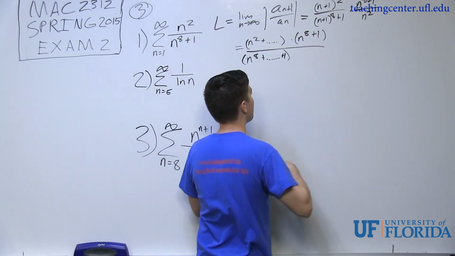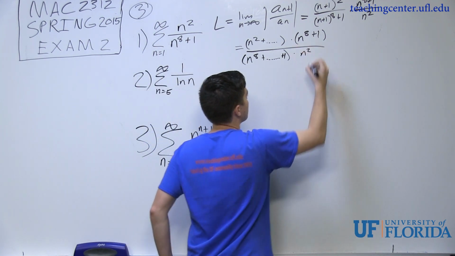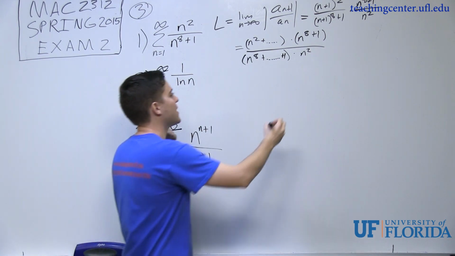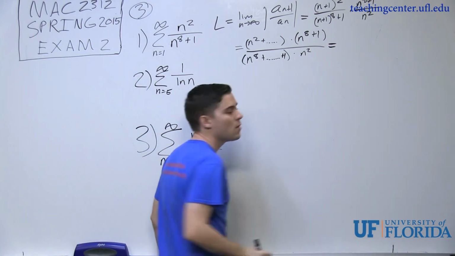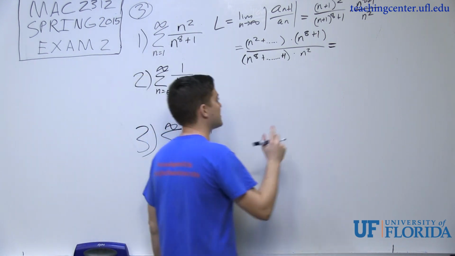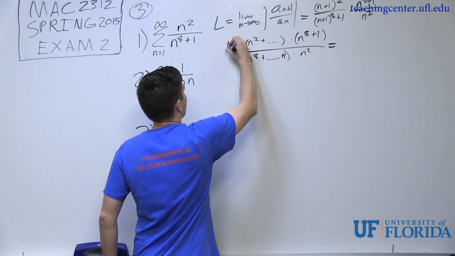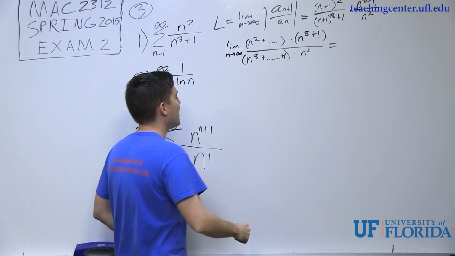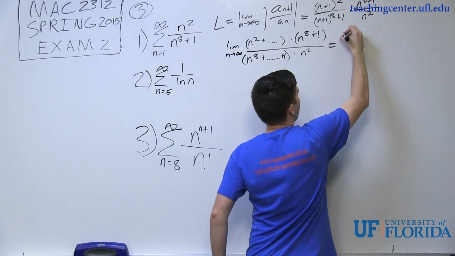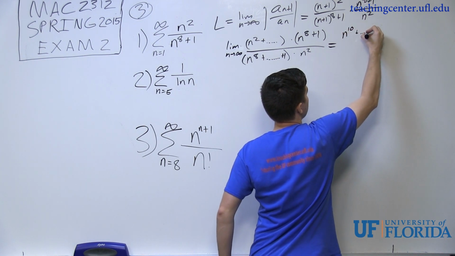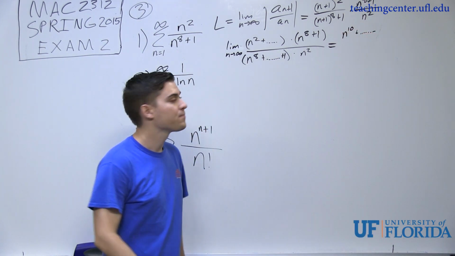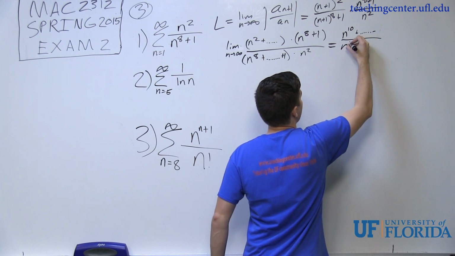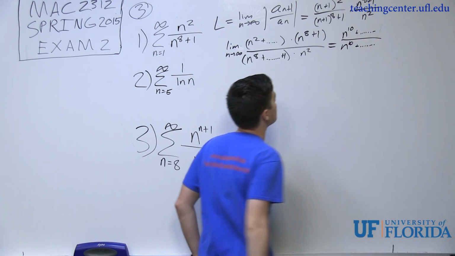Then we have an n squared term down here. If I multiply those terms together, it's going to be a lot of multiplication, but all we care about is the first term as n goes to infinity, in the limit as n goes to infinity. So in that case, I end up getting n to the 10th plus a bunch of additional terms, and on the bottom, I also get n to the 10th plus a bunch of additional terms.